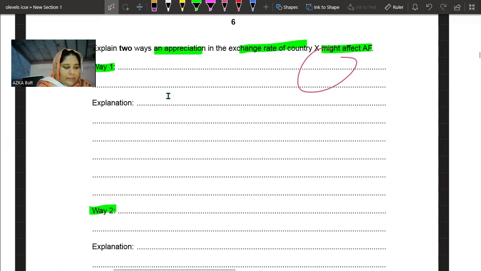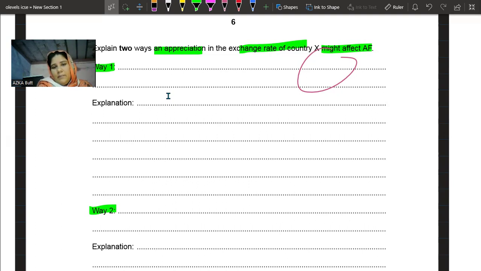It means that lower prices of imported consumer products may mean a lower proportion of income spent on essentials. So this is also one more way that an appreciation of the exchange rate of country X would affect AF. And we can also see that profit margin may increase due to lower raw material cost, and if prices are not reduced, profit may be increasing.